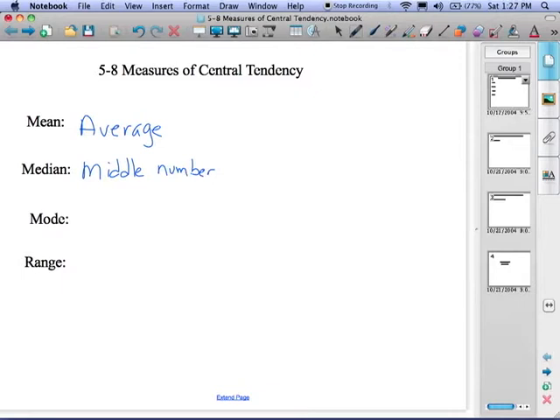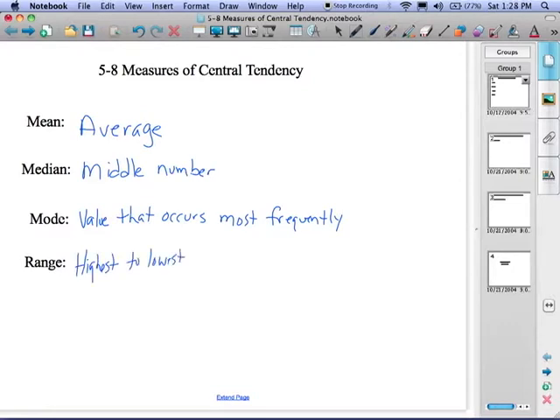The mode is the value that occurs most frequently. So if your list has a bunch of 5s in it, and that's the value that occurs the most, that's the mode. The range is the span from the highest to the lowest value.